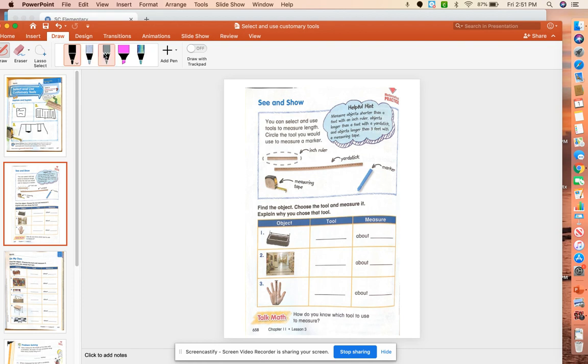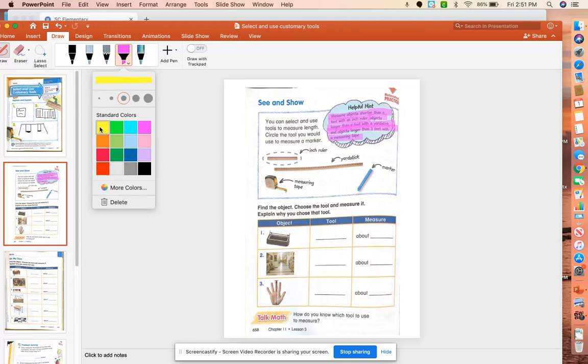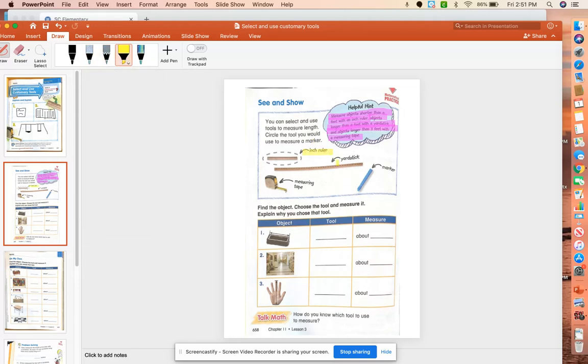Let's read this helpful hint. It says, measure objects shorter than a foot with an inch ruler, objects longer than a foot with a yardstick, and objects longer than 3 feet, remember 3 feet is 1 yardstick, you should use a measuring tape. So these are the three tools we're going to really focus on today. Inch ruler, yardstick, and the measuring tape. We're not going to worry so much about the actual measurement today. We are just going to figure out what tool we are going to use.